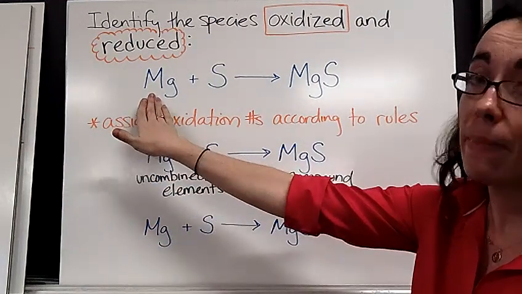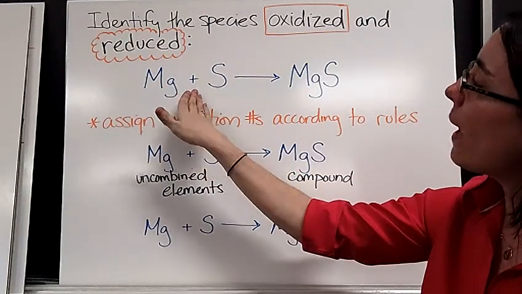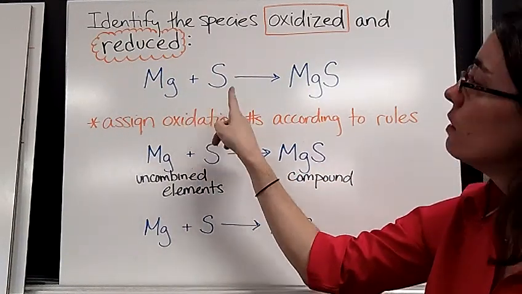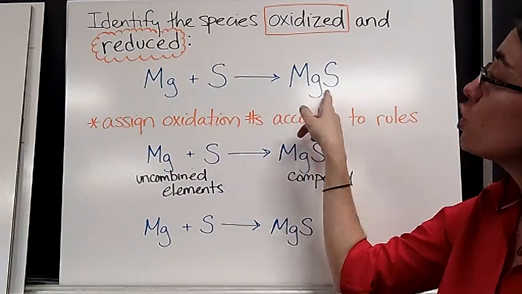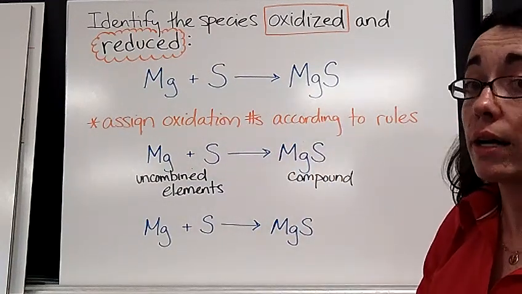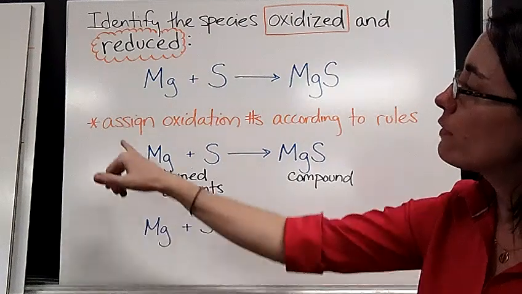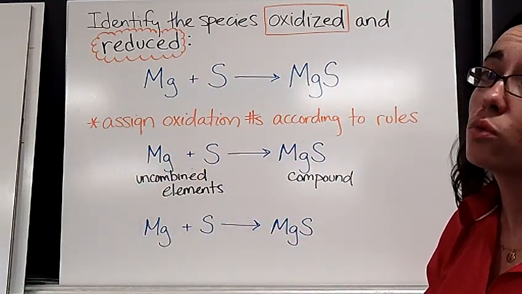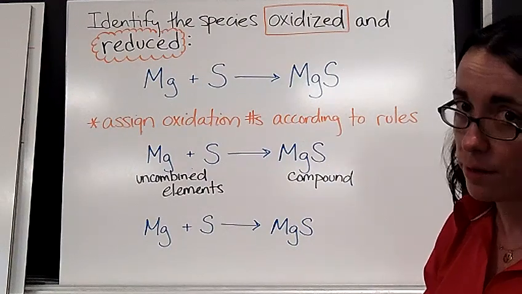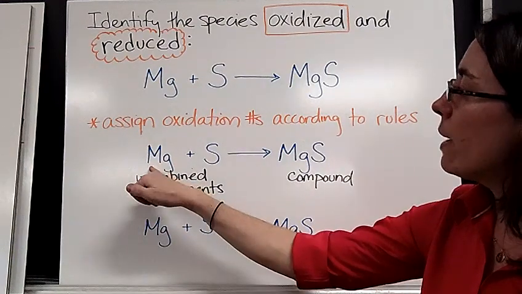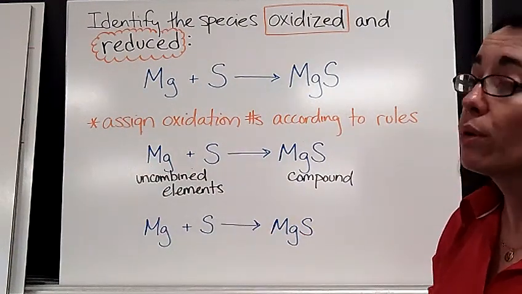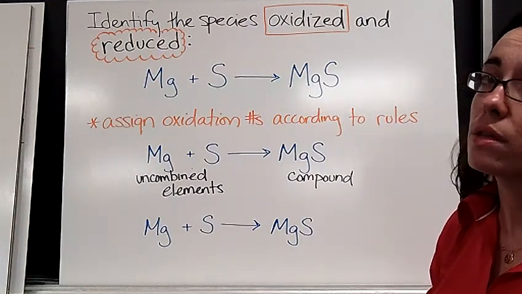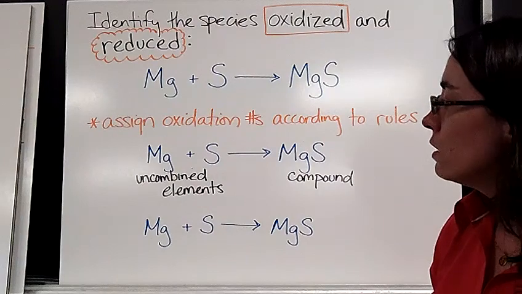I'm starting with some magnesium. I'm adding some sulfur. Now both of those are in their elemental state, but through the reaction they join together into an ionic compound. So our first step, we have to assign oxidation numbers according to the rules that we learned in the previous video. So magnesium and sulfur are both uncombined. They are not attached to anything else other than themselves at this point.